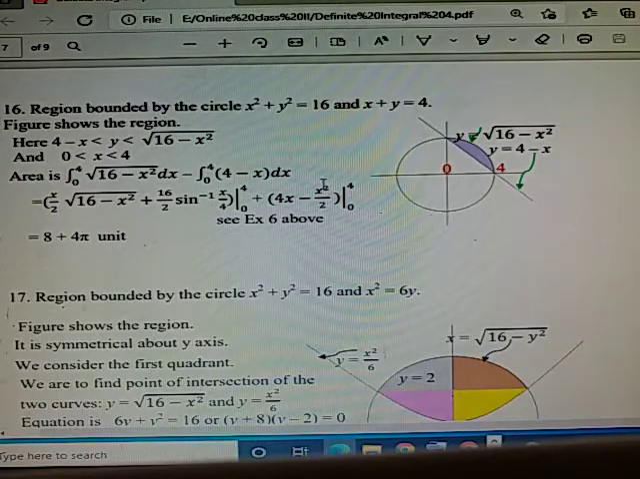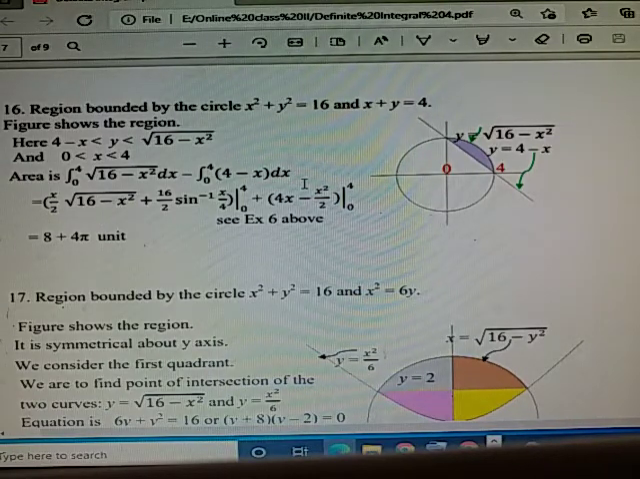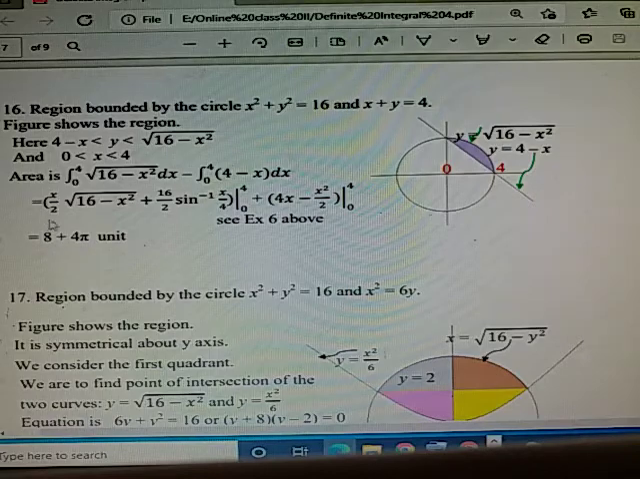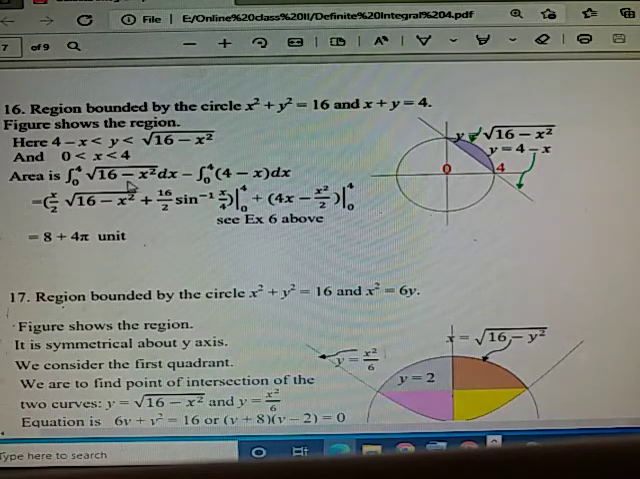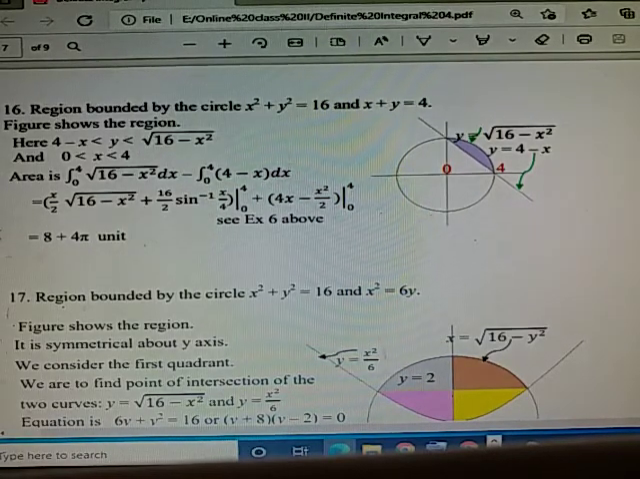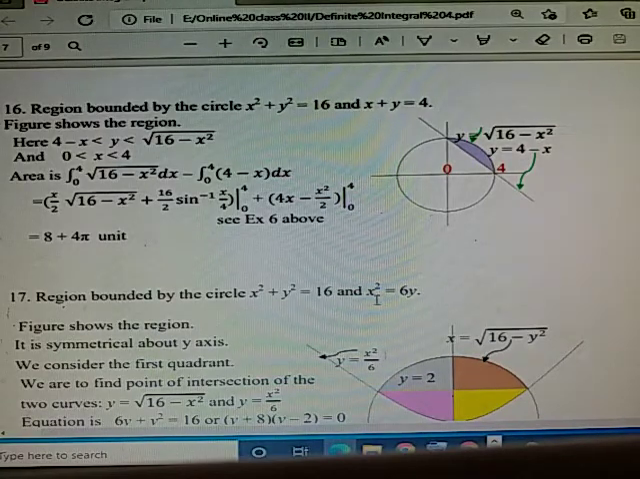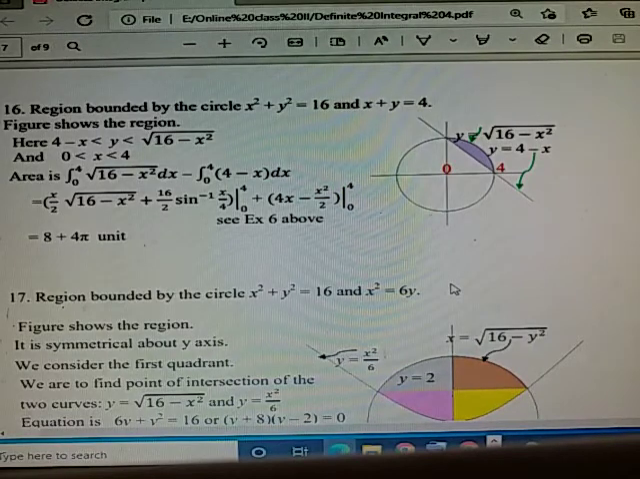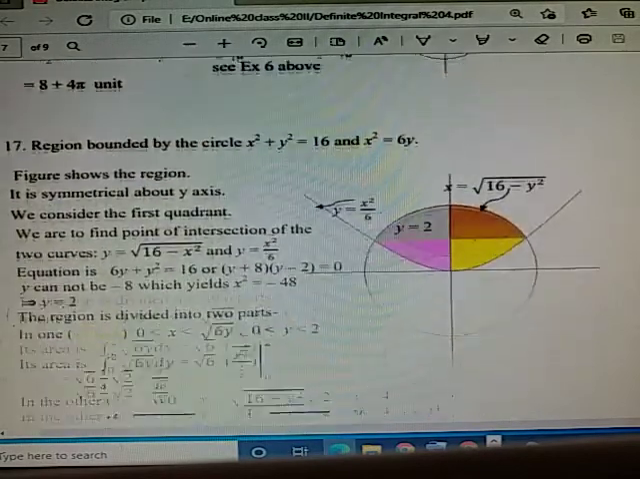So it is 4x minus x square by 2. So the value is this plus this, and then the region bounded by y, x square is equal to 6y. So a circle and a parabola. Circle and a parabola, so it is bounded by this circle and parabola.